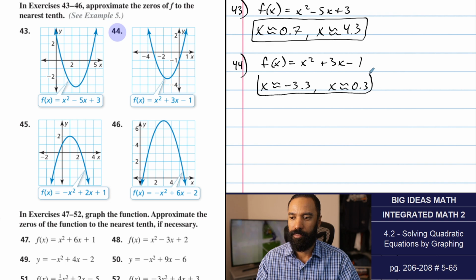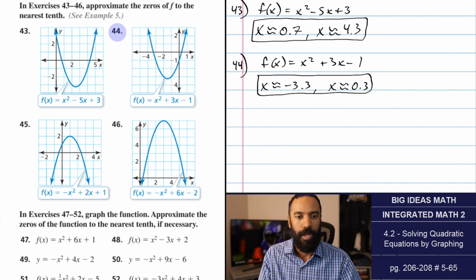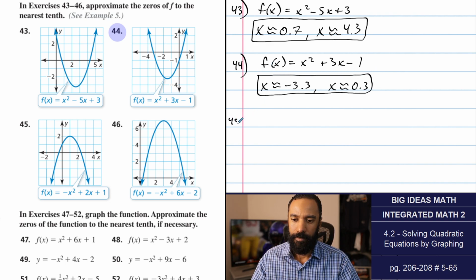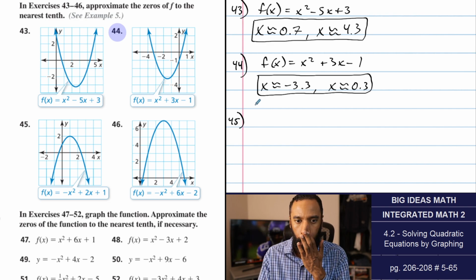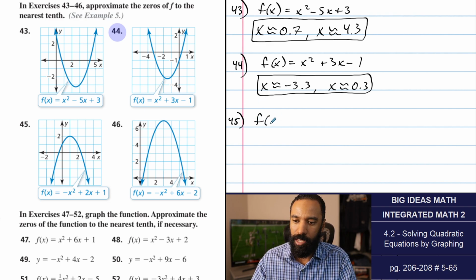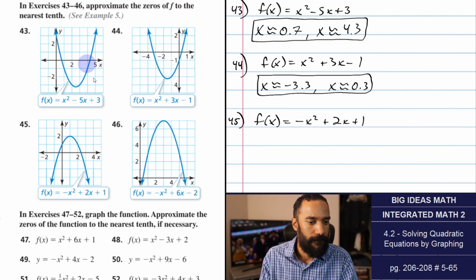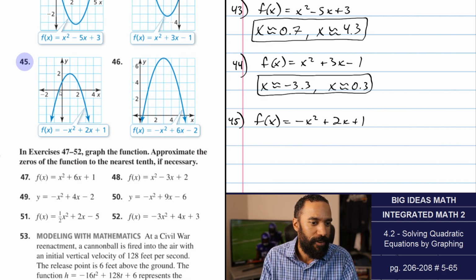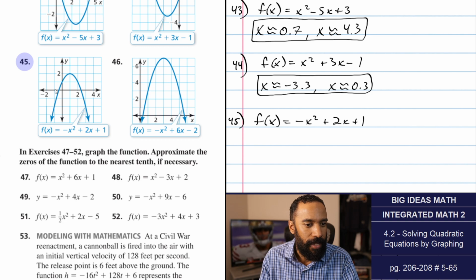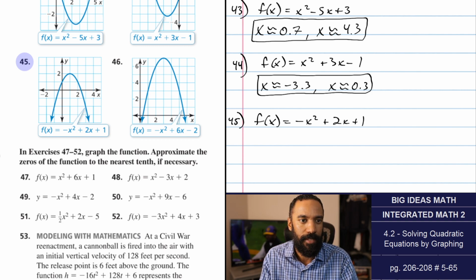Those are my two answers that I get from that guy. Number 45. Y equals, or f of x equals negative x squared plus 2x plus 1. Sorry, wait a second. I guess it's probably around the 0.5 mark on both. It's either 0.4 or 0.5, right? I can't really tell. But somewhere between 0 and negative 1, and somewhere between 2 and 3.